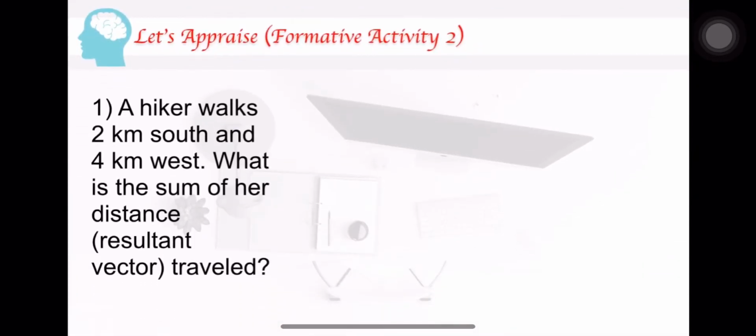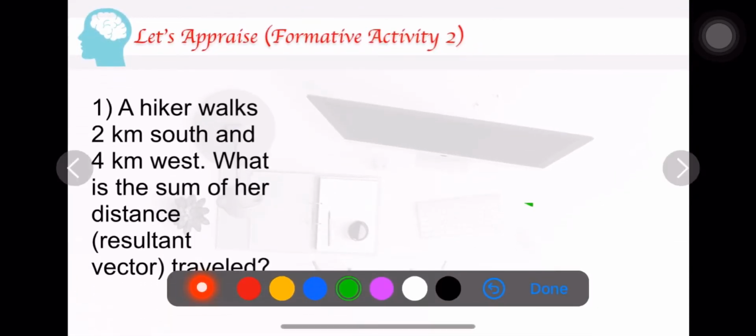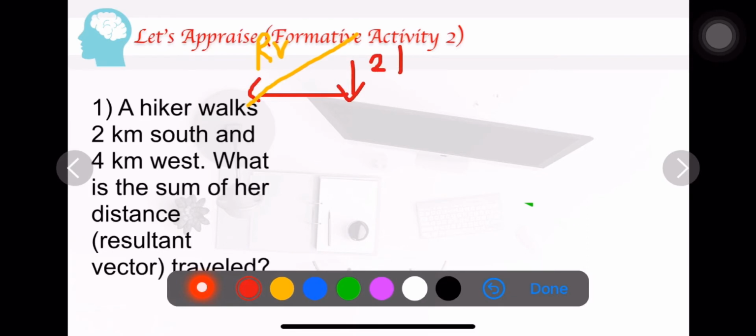Next, so let's have this sample activity. You already answered this one, but let's just check. We have here a hiker that walks 2 kilometers south and 4 kilometers west. What is the sum of her distance traveled or the resultant vector? So we'll draw 2 kilometers south and then 4 kilometers west. So our resultant vector is here. This is 2 km, this is 4 km. So let's just answer it directly.